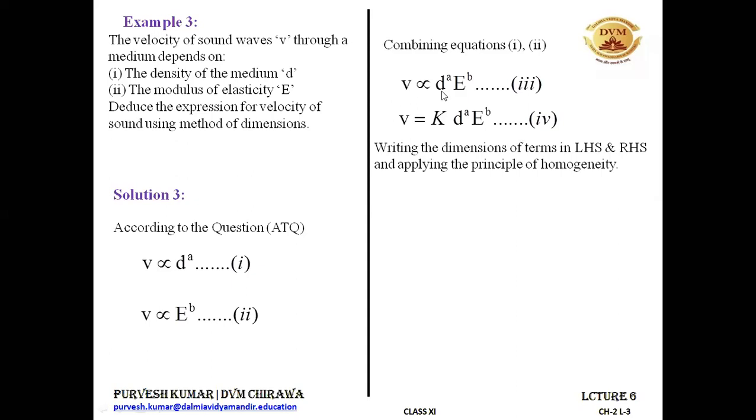So in the left hand side, we are having velocity. Velocity is having dimension as LT minus 1. Constant K does not have any dimension. And the dimension of density is ML minus 3. This modulus of elasticity will be having the same dimensions as the Young's modulus. Young's modulus is also a modulus of elasticity for solids.